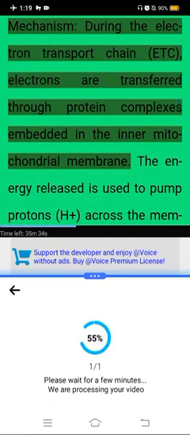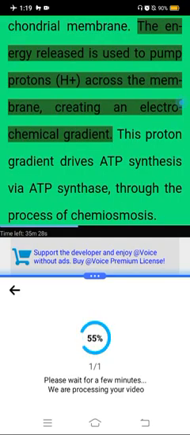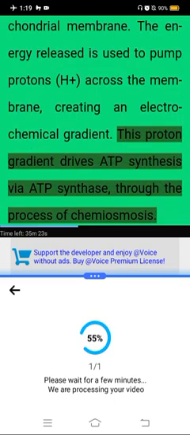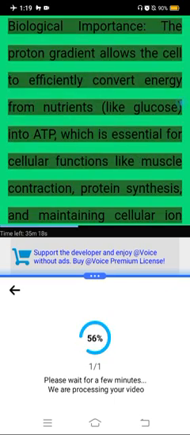Mechanism. During the electron transport chain, ETC, electrons are transferred through protein complexes embedded in the inner mitochondrial membrane. The energy released is used to pump protons, H+, across the membrane, creating an electrochemical gradient. This proton gradient drives ATP synthesis via ATP synthase through the process of chemiosmosis. Biological importance. The proton gradient allows the cell to efficiently convert energy from nutrients like glucose into ATP, which is essential for cellular functions like muscle contraction, protein synthesis, and maintaining cellular ion balance.